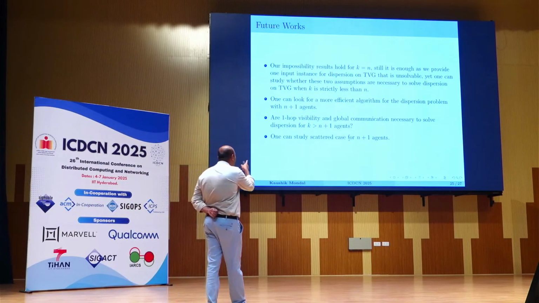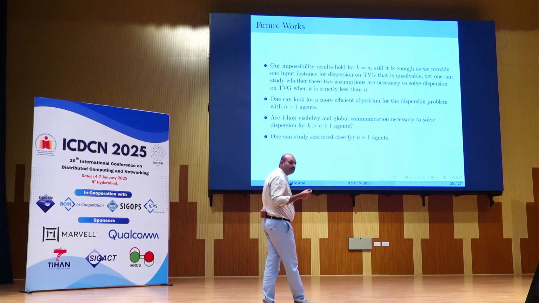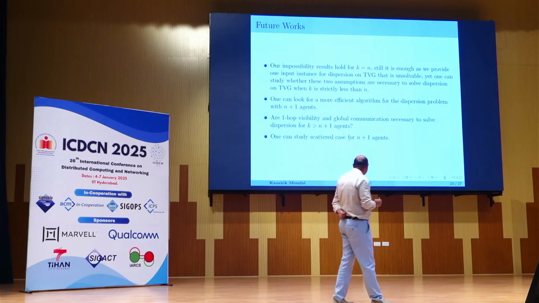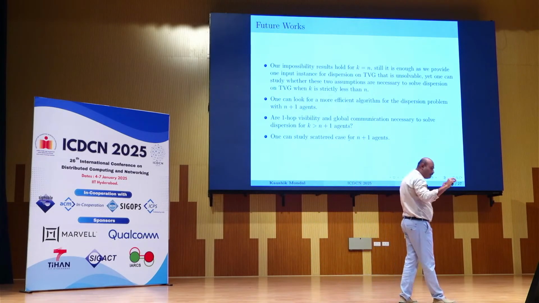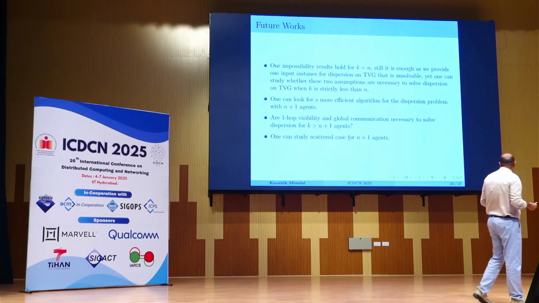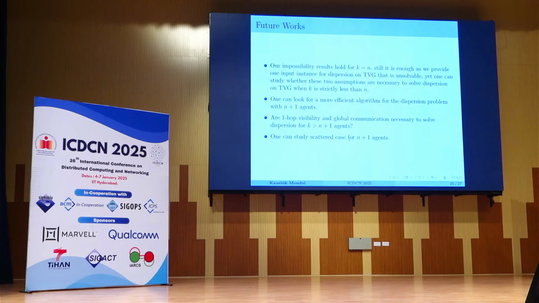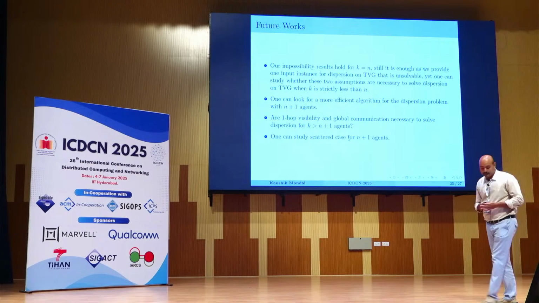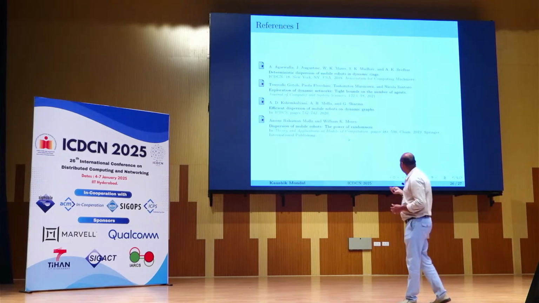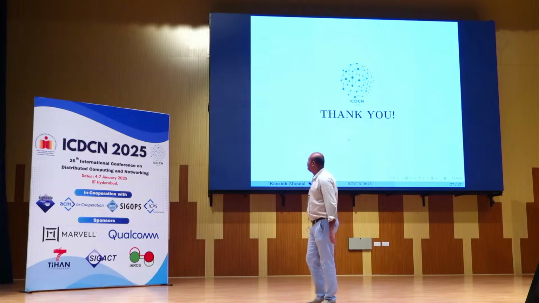One can look for a more efficient algorithm for n plus 1 agents, as we are taking n to the 4 log n time. One can start from an arbitrary initial configuration for n plus 1 agents, and one can study what can happen beyond n plus 1, because things are not straightforward. Maybe you can handle up to n plus delta v, where delta v is the minimum degree, but beyond that it requires further formal study. So these are the references, and thank you.